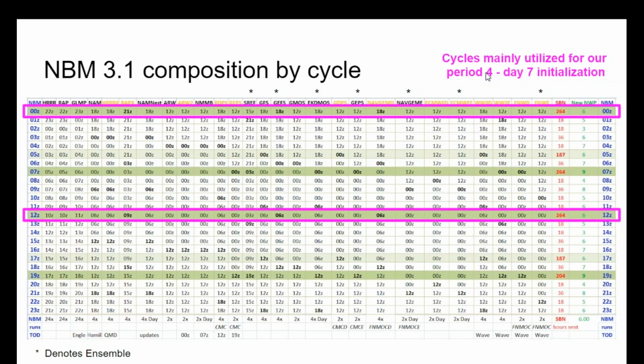It should be noted that if we wanted to really make some bang for our buck on using latest guidance for this period 4 through day 7 initialization, it would be best, based on what I've looked at from bulk verification, to wait to the 7Z and 19Z cycles. Unfortunately, that pushes us right close to our typical 4 a.m. and 4 p.m. deadline. So at this present time, those cannot be used. But I just wanted to make that note.